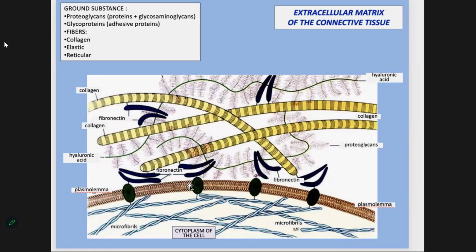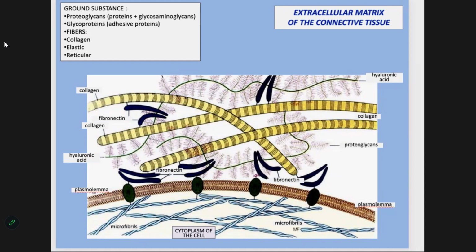Fibronectin, for example, connects the cell plasma lemma with the components of extracellular matrix. Also, these proteins, glycoproteins, are necessary for the connection between different components of extracellular matrix, for example, between collagen fiber and some part of ground substance. Connection between the components of connective tissue, that is why they are named adhesive proteins, glycoproteins.